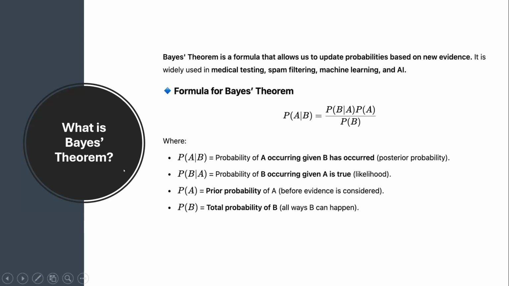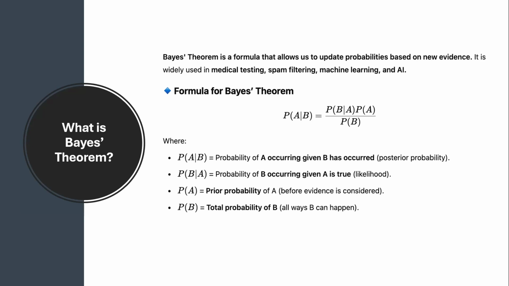Okay, so let's discuss all these terms that we have in this formula. First is the thing that we are trying to get, the probability of A occurring given B has occurred. We call this the posterior probability. So what is the posterior probability? If the name is only fancy, it is the probability of event A occurring given that event B has already occurred. This is the updated probability after considering the new evidence. So what is the new evidence here? The new evidence is B.